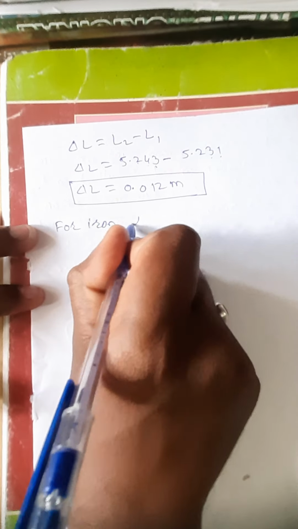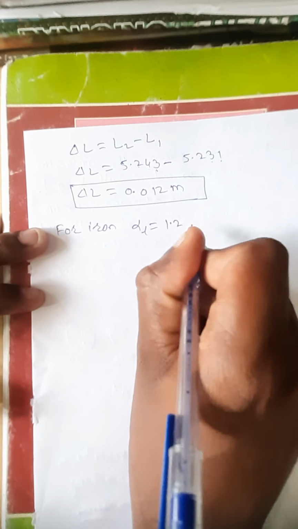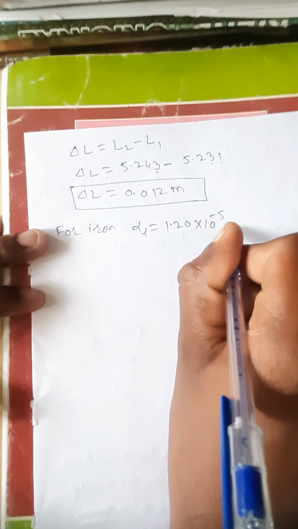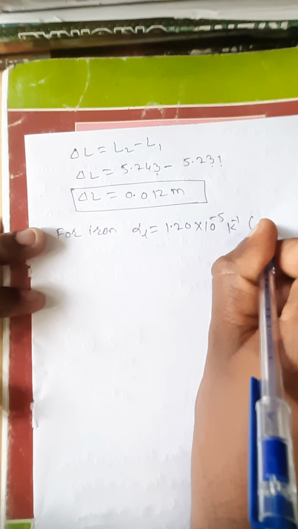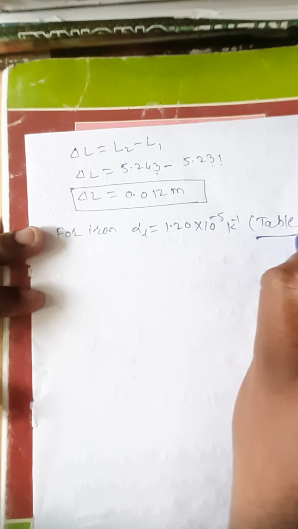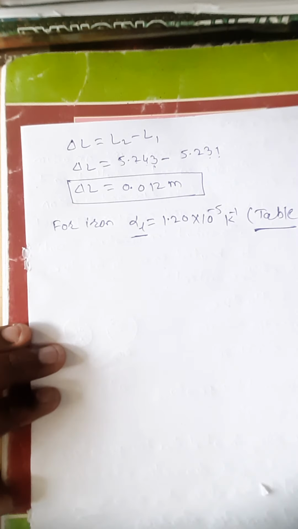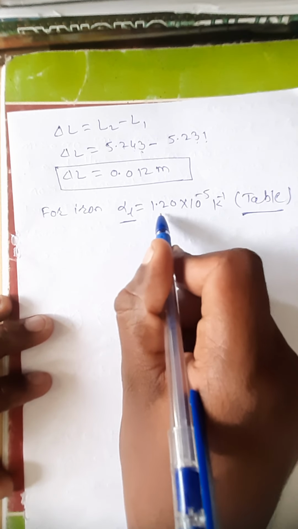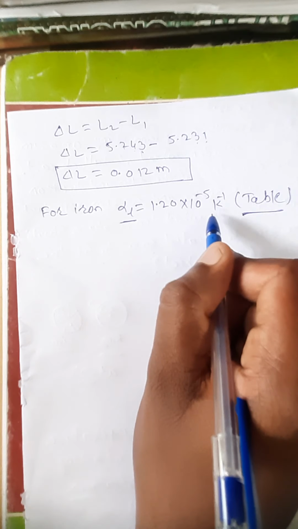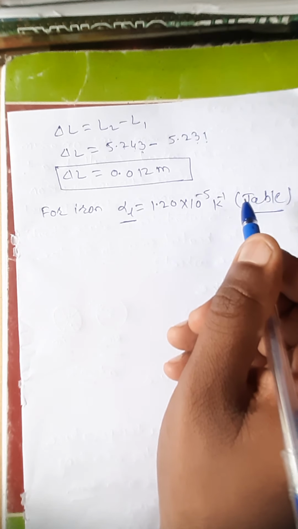Okay, then we know that for iron the coefficient of linear expansion is 1.20 into 10 to the power of minus 5 per Kelvin. This is given in a table in your textbook.